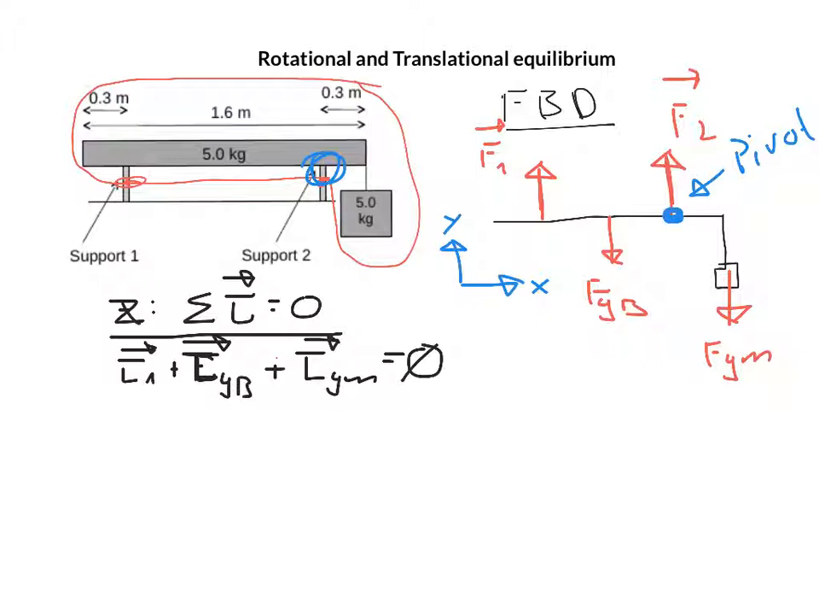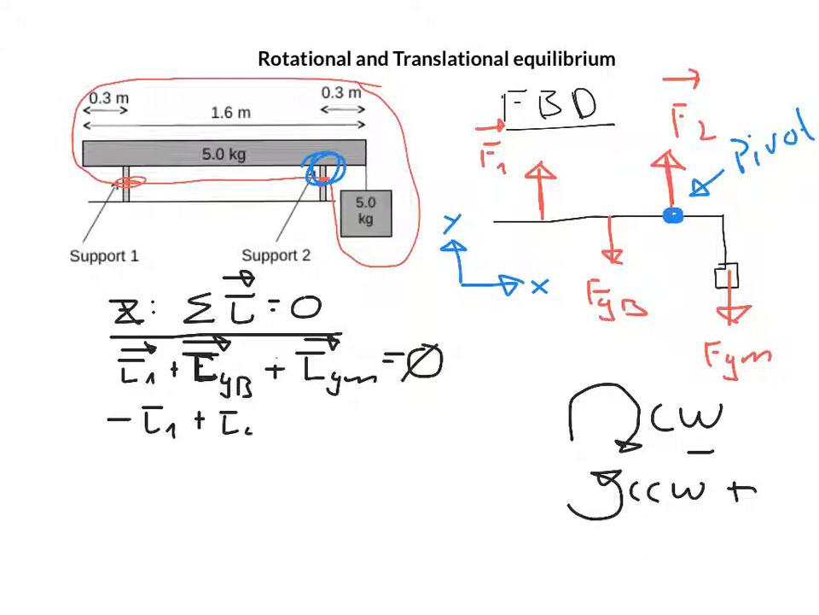In the next line I'm going to look at my directions. Remember, if I have something that is clockwise, I'm going to take it as negative. If something is counterclockwise, I'm going to take it as positive. In my case, force 1 will cause a torque that is clockwise, so negative torque 1. My gravity will tendentially turn counterclockwise, so plus torque of the gravity of the beam. And my gravity of the mass, if anything, would turn it clockwise, so negative torque of the gravity of the mass, equals 0.